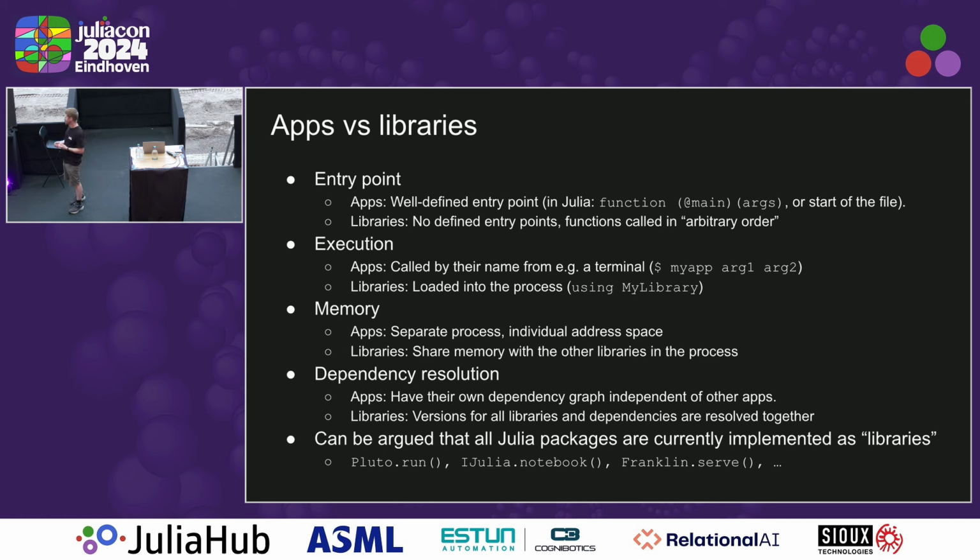In some sense, we can say that all Julia packages now are kind of libraries, because you always start Julia, and then you load them. And then they might have a main function, like Pluto.run or IJulia.notebook or Franklin serve or something. But it would probably be nicer if you could install Pluto and then just write Pluto at the command in the terminal and have it run, instead of having to start the Julia REPL and do this little mini startup thing.